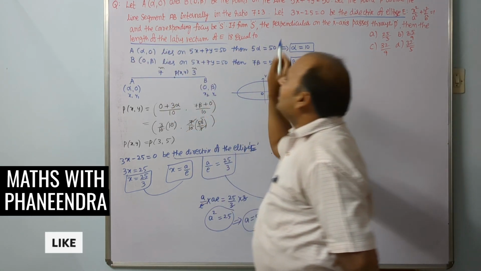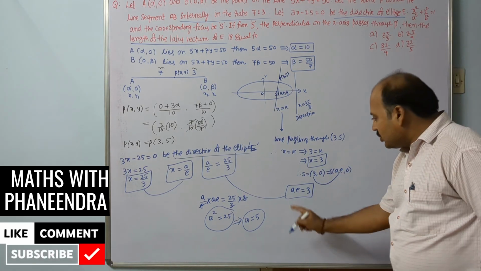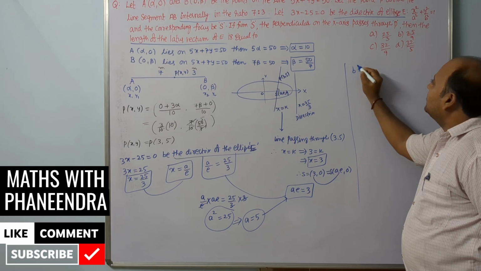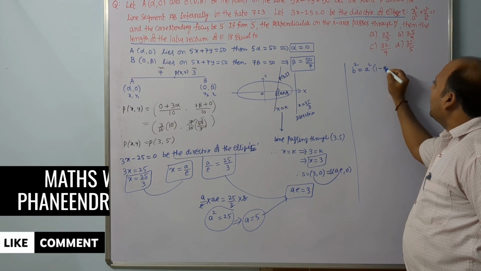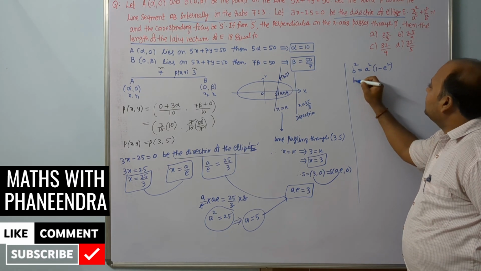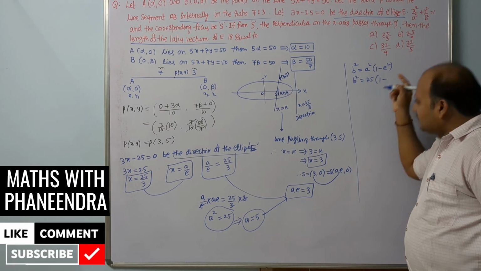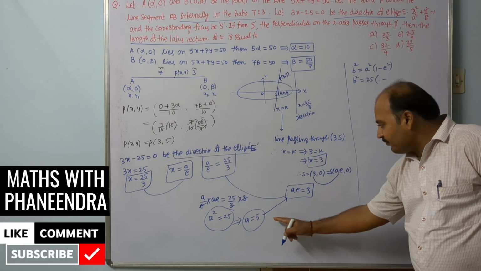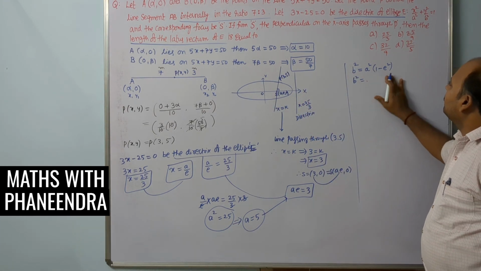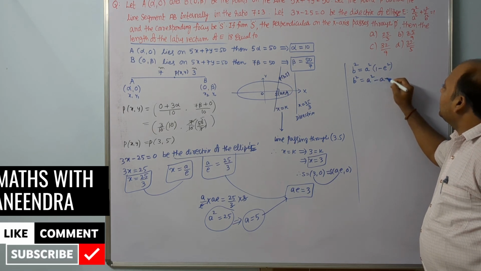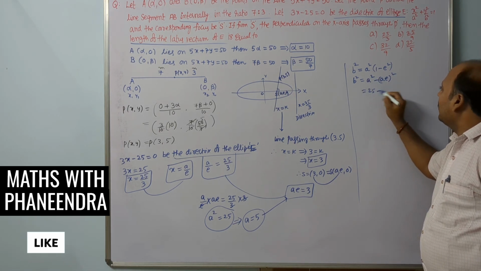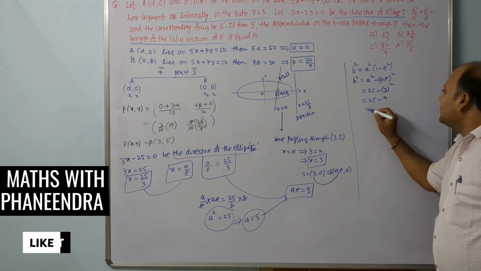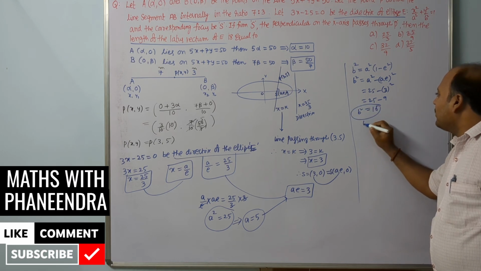Length of latus rectum. Length of latus rectum is 2b square by A. So A and AE value we know that. So B square equal to A square into 1 minus E square. So B square equal to A square minus E square. E value how much? From this we can find out, dear students. Directly we can write like this now: A square minus AE whole square. A square value 25. AE value how much? 3 square. So 25 minus 9, that is equal to 16.